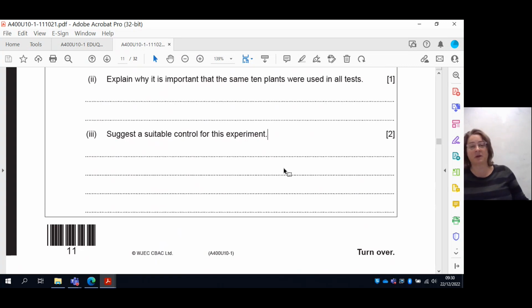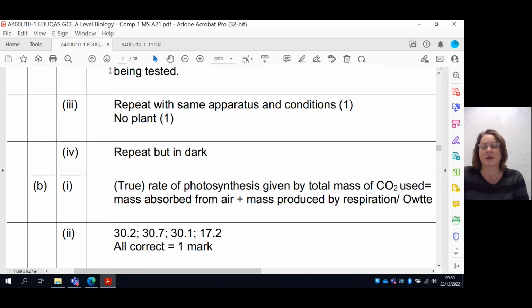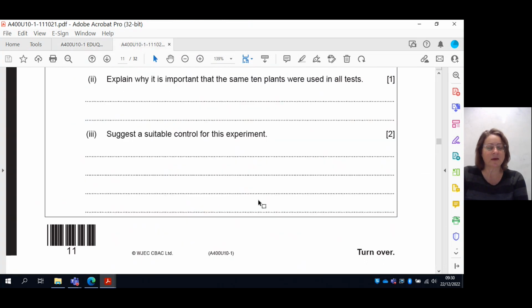A bit like a placebo pill, which has, I don't know, starch, and that is it, to see whether there is actually an effect of just taking a pill. Yeah, I'll make a point of that every time we're doing practicals from now. So repeat the apparatus, and so same conditions, everything the same, just no plant.